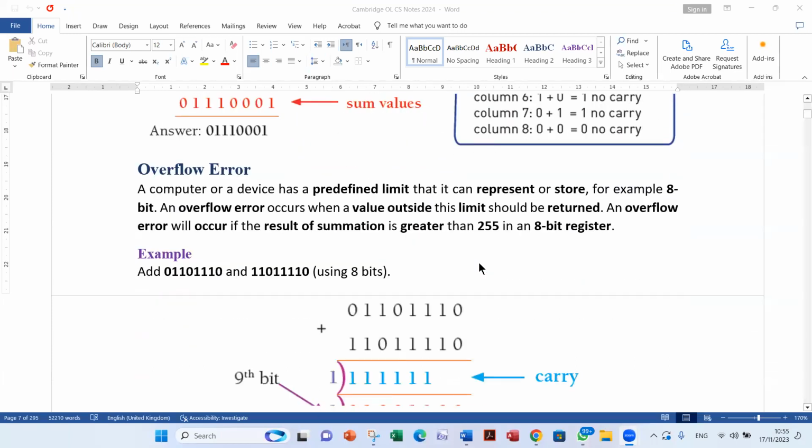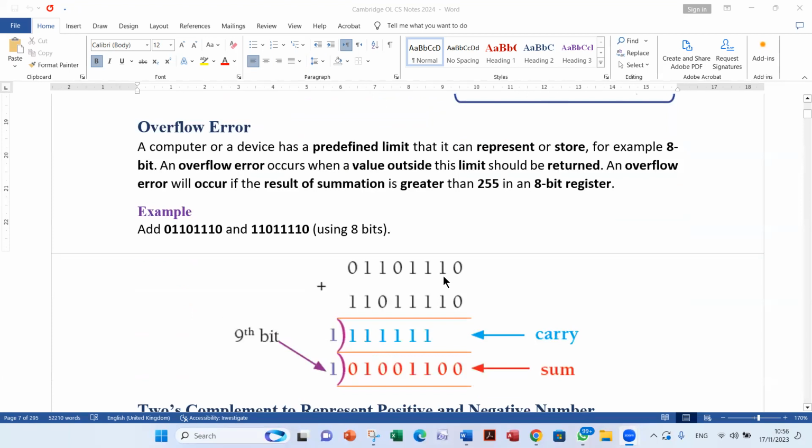Okay. So 0 plus 0 is 0. 1 plus 1 is 0 and carry 1. 1 plus 1 plus 1 is 1 and carry 1. 1 plus 1 plus 1 is 1 and carry 1. 0 plus 1 plus 1 is 0 and carry 1. 1 plus 0 plus 1 is 0 and carry 1. 1 plus 1 plus 1 is 1 and carry 1. 0 plus 1 plus 1 is 0 and carry 1.